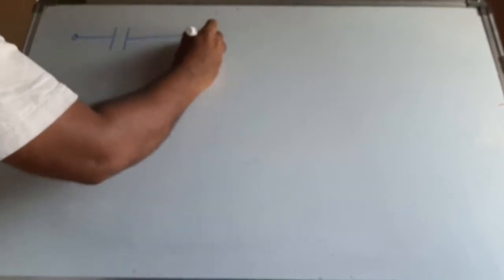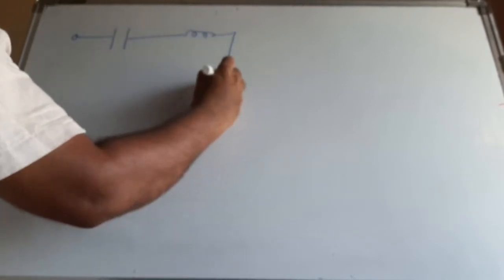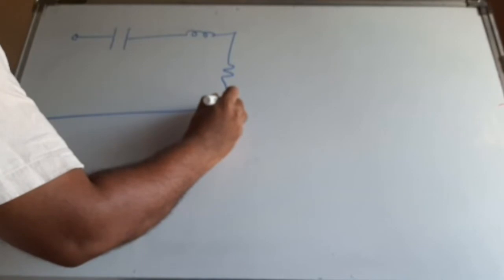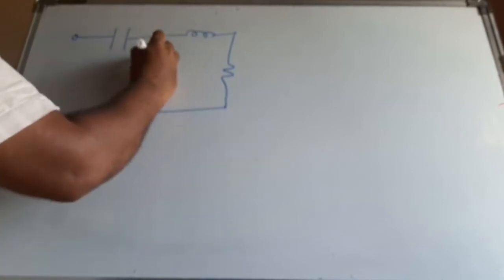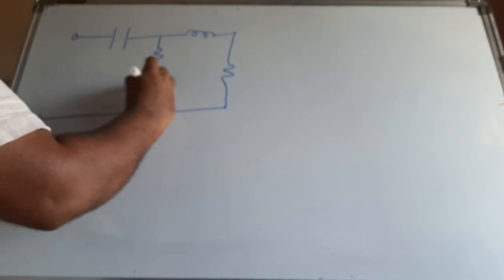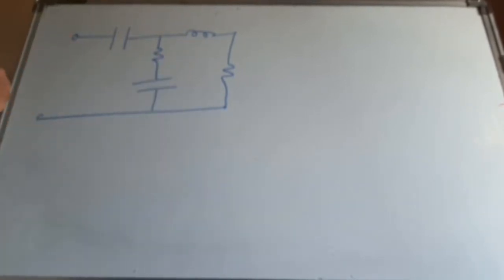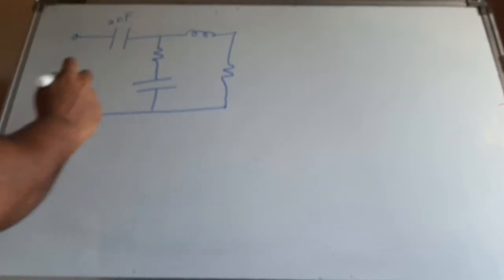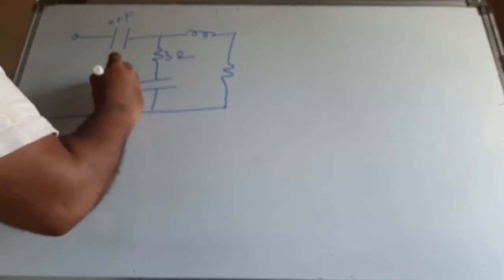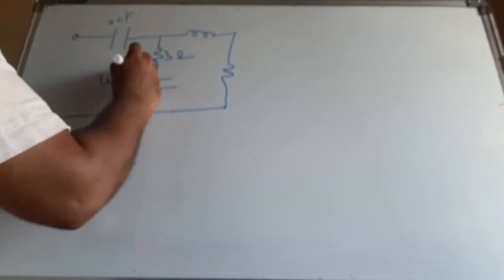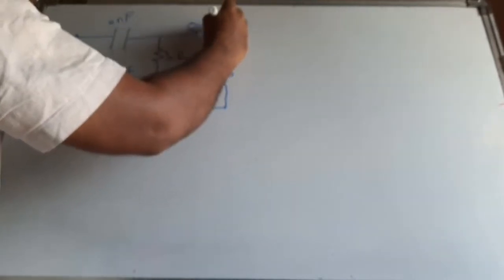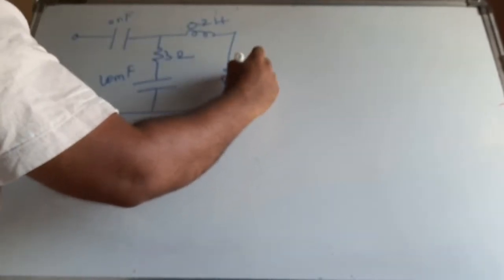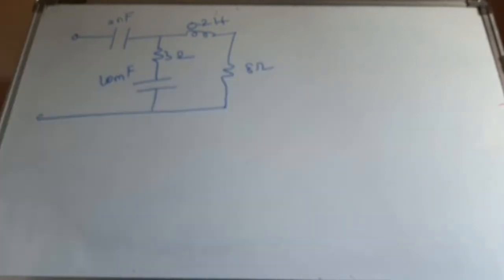So here I have a circuit with a capacitor, an inductor, and a resistor, like this. I have a resistance and a capacitor, and another resistance and capacitor. This is 2 nanofarad, and this is 3 ohms, and this is 10 millifarad, and this is 0.2 henries, and this resistance is about 8 ohms.